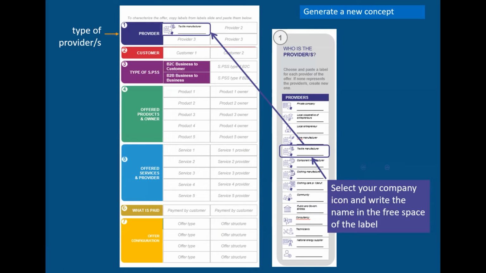So you see that the first column, in the case of products and services, is the product, and the right column for numbers 4 and 5 is who is offering that product or service. Number 6 is what is paid. The kind of payment could be pay-per-use or whatever, and by whom it is paid.